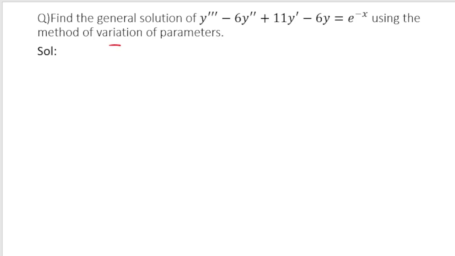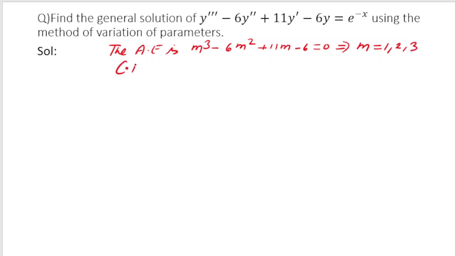So to write the complementary function, what is the auxiliary equation? The auxiliary equation is m cube minus 6m square plus 11m minus 6 is equal to 0. And I am not going to write the details. It is a cubic equation, and you can find its roots very easily. So it will be m is equal to 1, 2 and 3. Okay. Now what will be the complementary function?